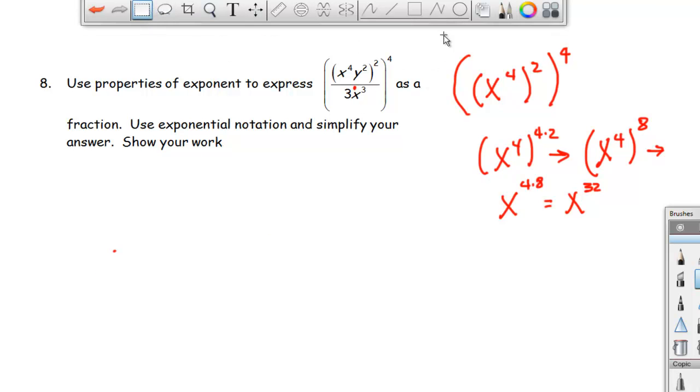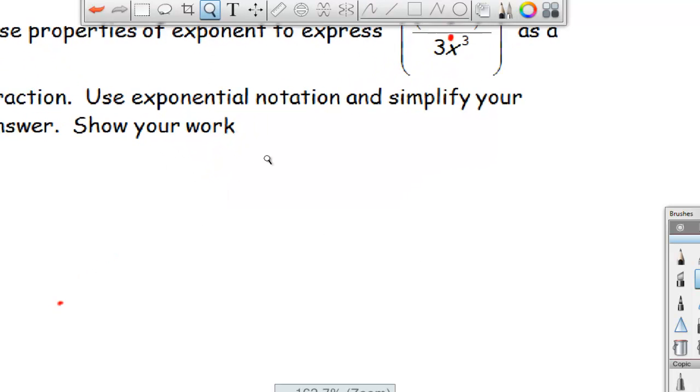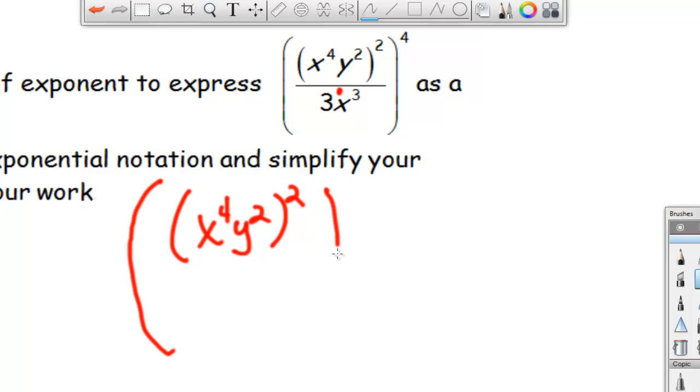Now let me go ahead and redo this problem. Try to slow down a little bit. So let me rewrite it. I've got x to the 4th, y squared, z, all raised to the square, and then that is all raised to the 4th power. Then it's 3 to the 1st, x to the 3rd.